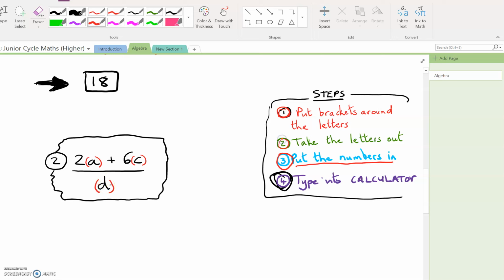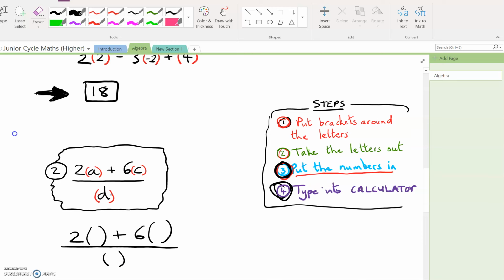Second step. Take the letters out. Okay, so it's going to be 2. The letter's gone. 6. The letter is gone. All over. The letter is gone. Step 3. Put the numbers in.